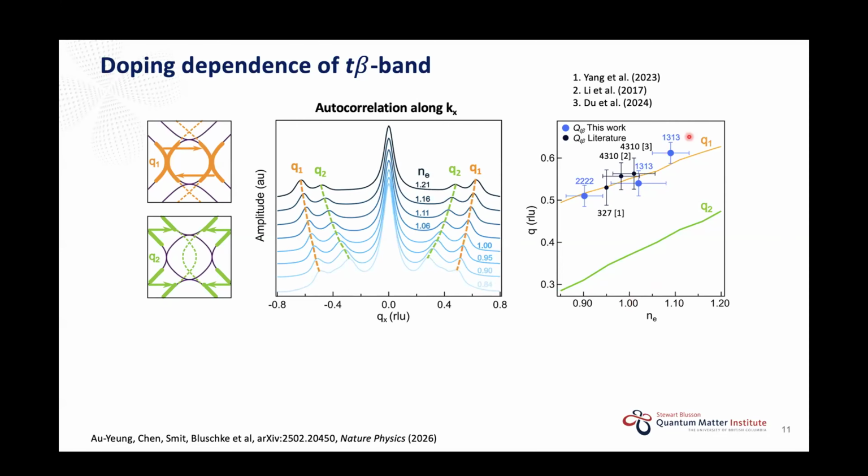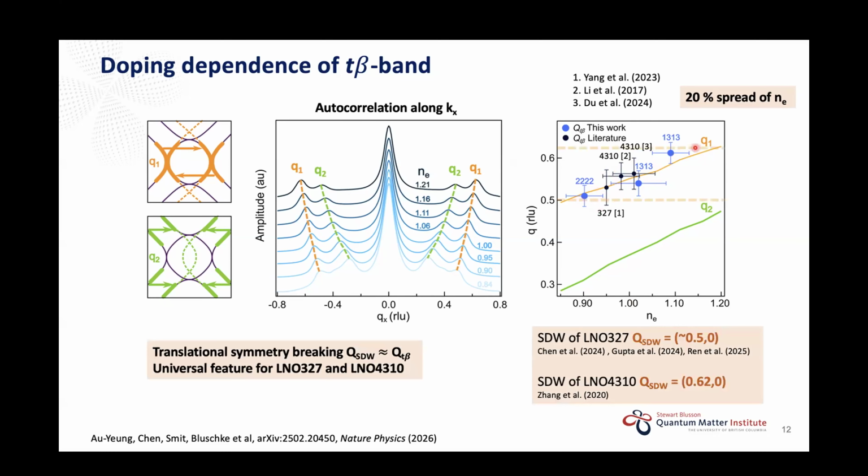And we put it in this plot. The first thing that strikes us is that even within our own data, which is the blue dots that we have, there is quite a big spread in terms of Fermi volume. The second thing is that, of course, it fits very well with the Q1 factor, which is this nesting factor that we're talking about that would reproduce the T beta band.